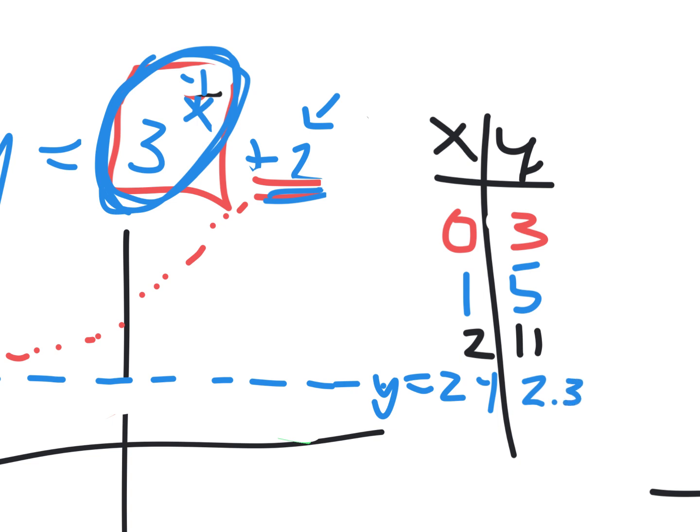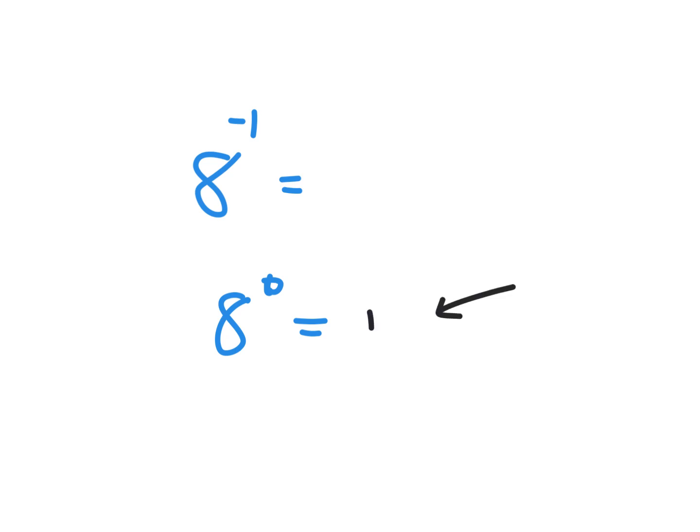Catch what happened there? That negative 1 power is one of the big ones today. So let's make sure you got that. If I said 8 to the negative 1 or 8 to the 0, they're weird, but you got to know what to do. What's 8 to the 0? 1. What's 8 to the negative 1? 1/8. That's going to come up a lot today.